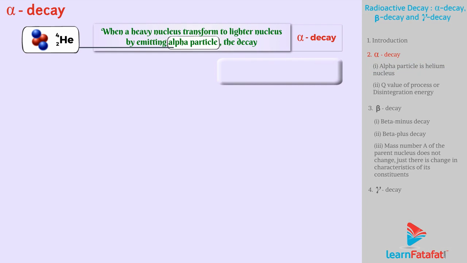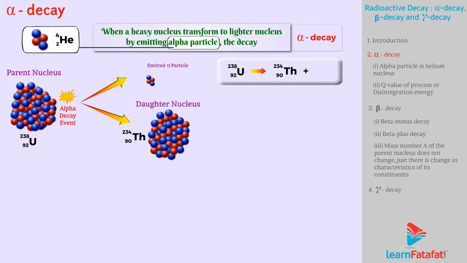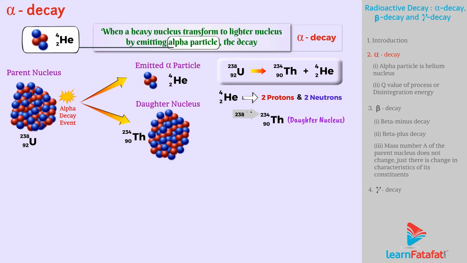Example: when U(92,238) undergoes alpha decay, it disintegrates to thorium Th(90,234), emitting alpha radiation He(2,4). You can observe that during this process, as He(2,4) contains 2 protons and 2 neutrons, the mass number of the daughter nucleus must decrease by 4 and the atomic number must decrease by 2.